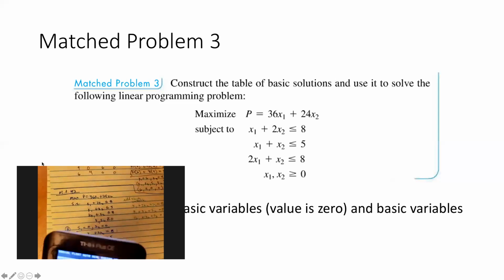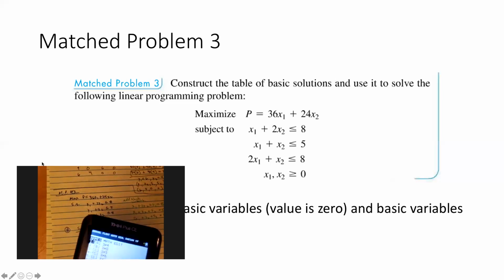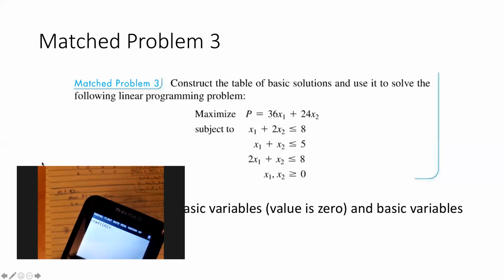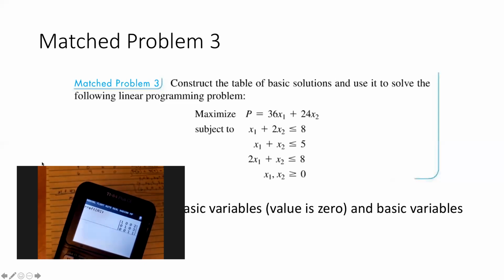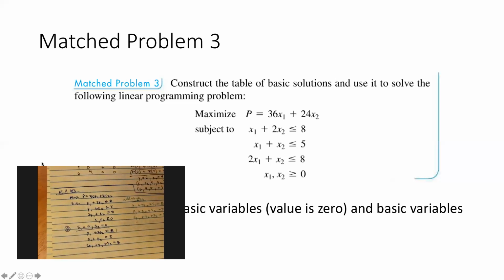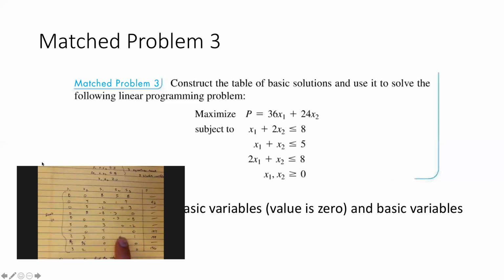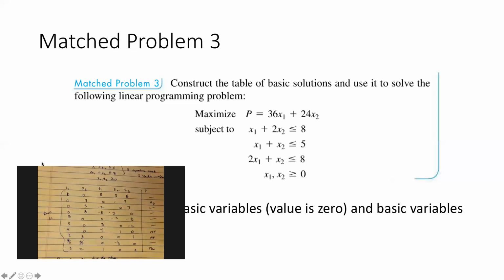And then we just do second quit, and then we go back to the matrices, and we do math, and then we go to reduce row echelon form, and we put in that matrix A, and it spits us out the answer. So x1 is 2, x2 is 3, and S3 is 1. So we just put that into our table. So that's how I got this value right here. So just so you guys know.